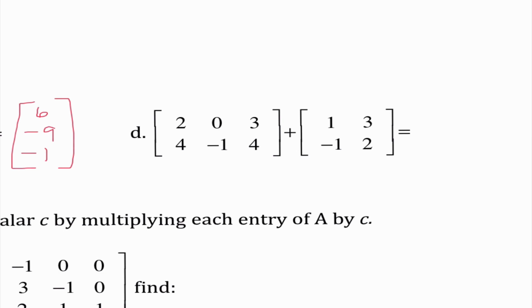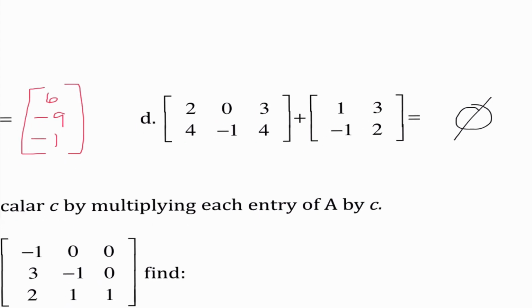Okay, for D, if we're looking at this, here I have a 2 by 3. Here I have a 2 by 2. Those are not the same dimensions, so I'm going to say that there's no solution. I cannot do anything with this because I can only add or subtract matrices that have the same exact dimensions.